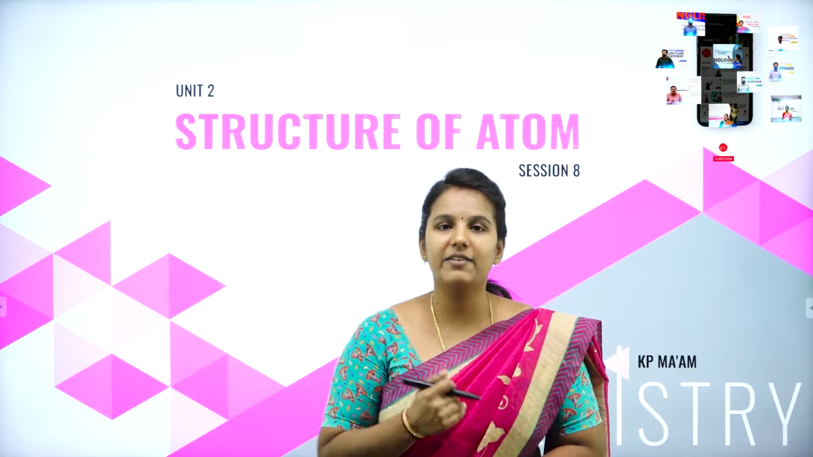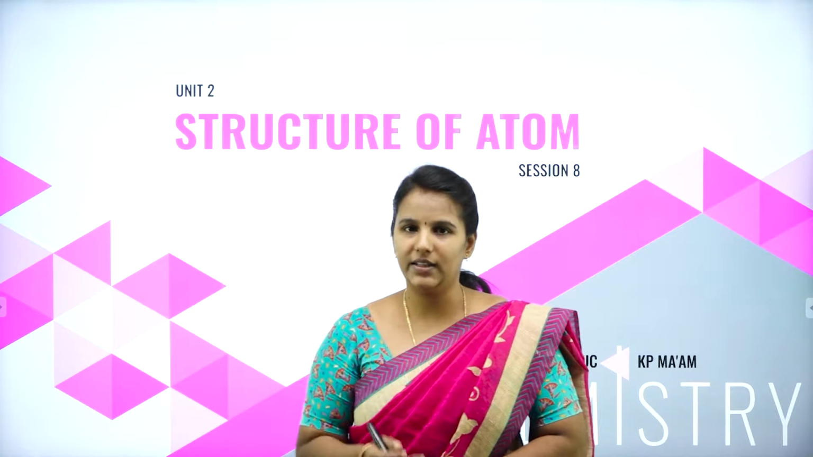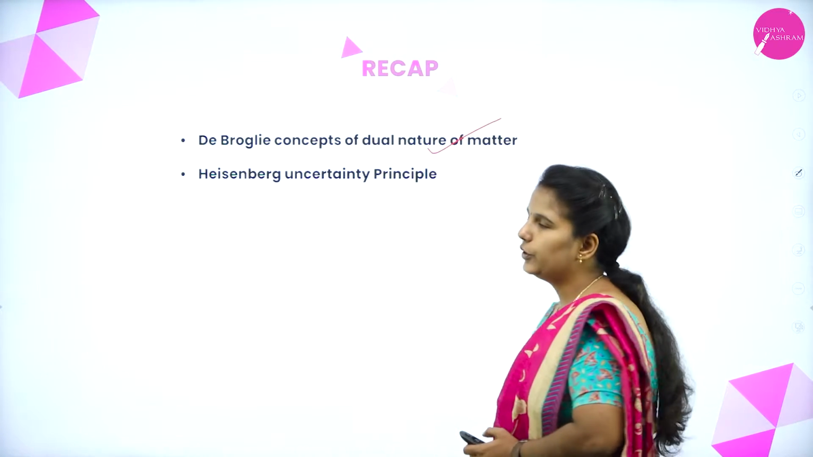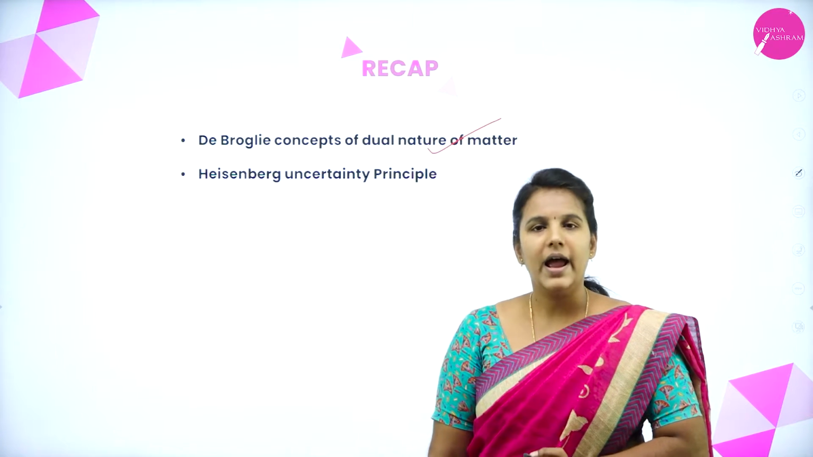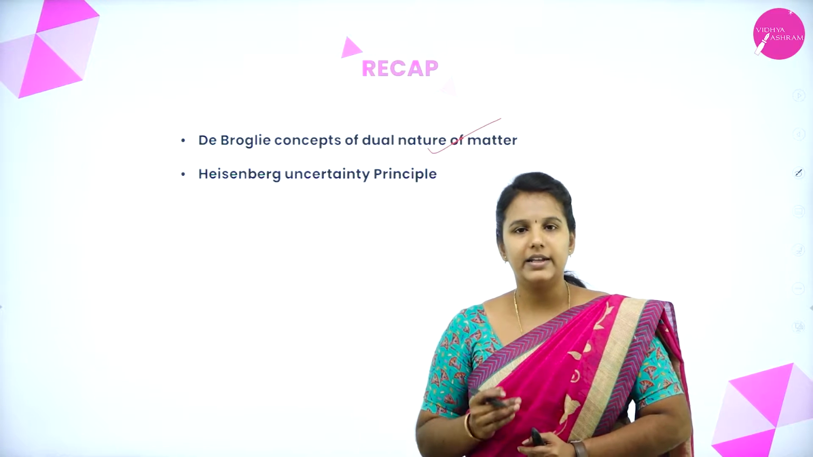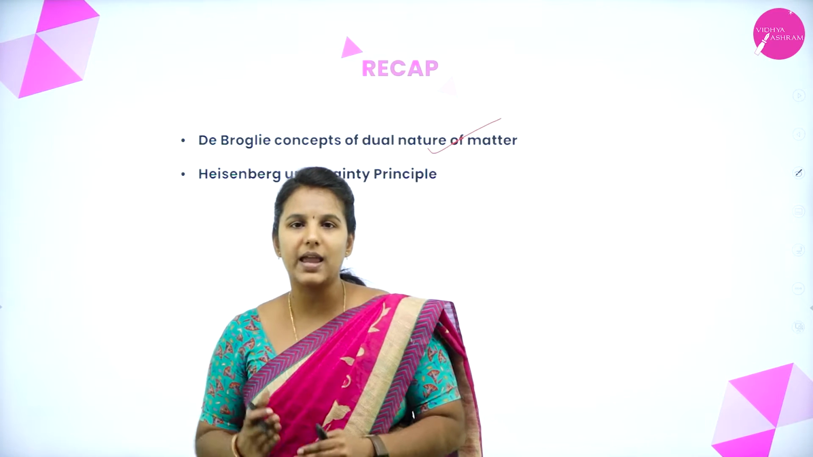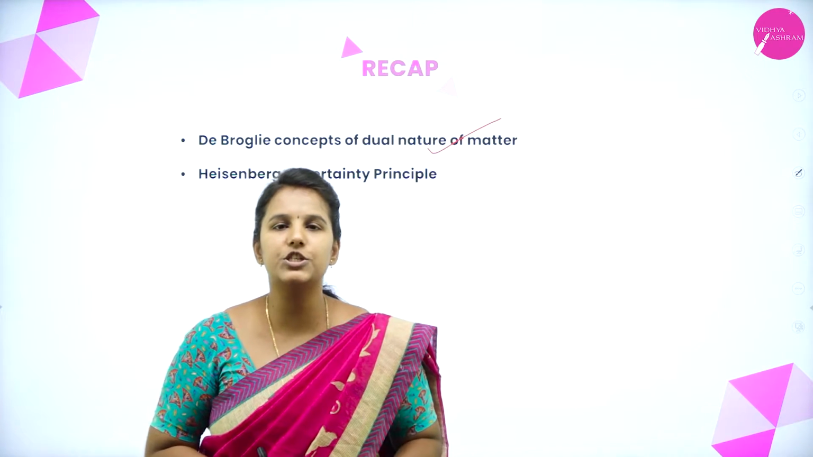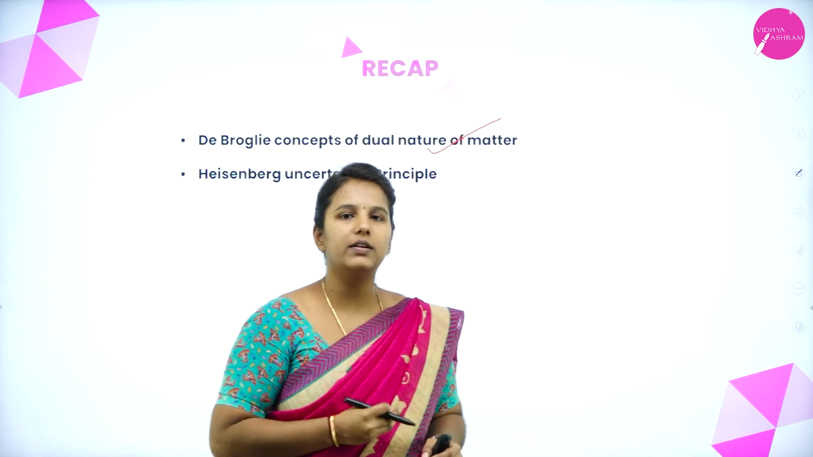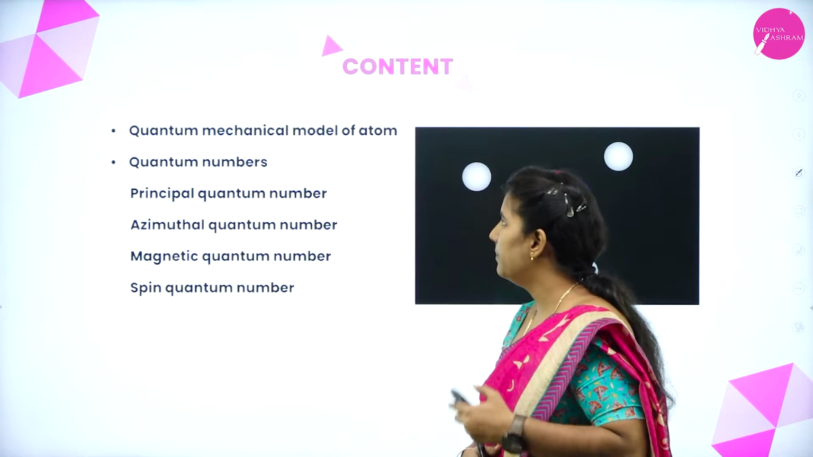My dear students, in our last discussion, we were dealing with the unit called structure of atom. Under that, we already discussed de Broglie's concept of the dual nature of matter, and also the Heisenberg uncertainty principle. Under that, we understood that it is not very easy to determine simultaneously the exact position and the exact momentum of an electron. Today, let us move on to the next topic of this unit, quantum mechanics.